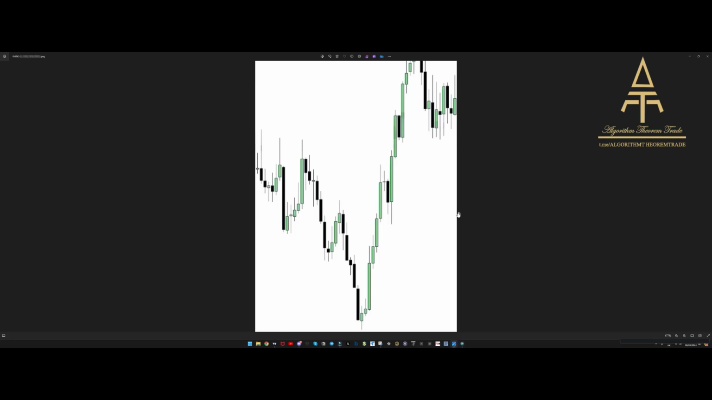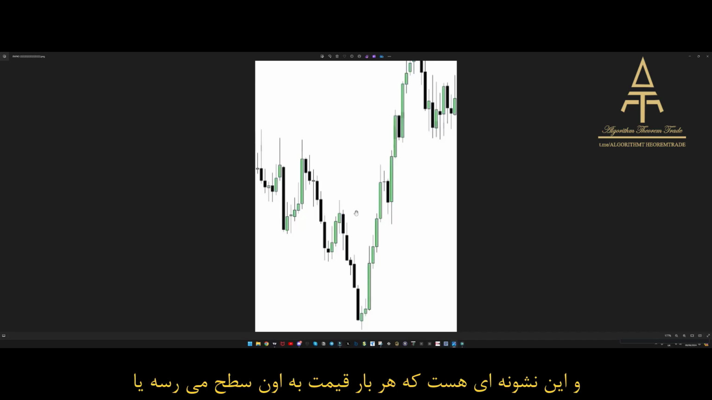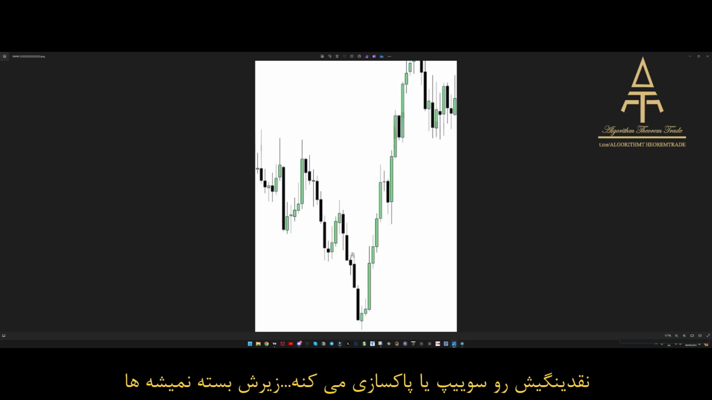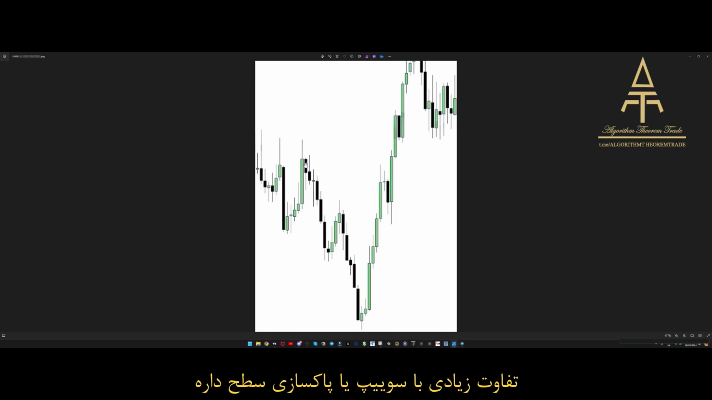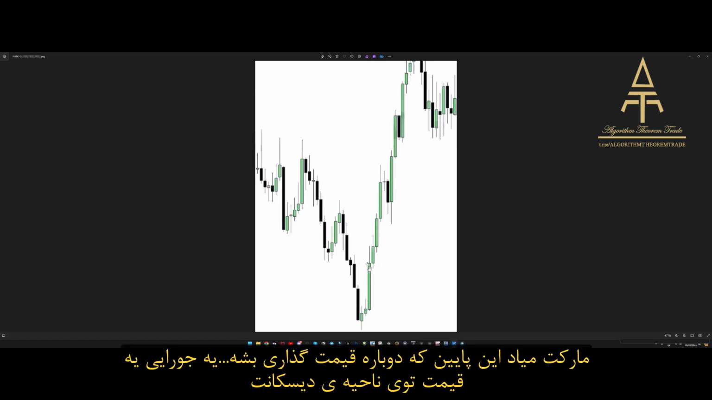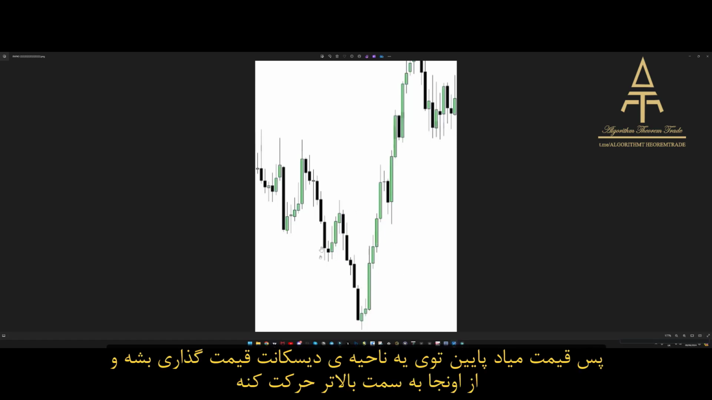okay? And this is a signature that happens every time price comes through that level to sweep or purge, not to close below. There's a big difference. To sweep or purge that level, it comes down here to reprice in some kind of discounted price. Okay, so it comes down to reprice in a discount before going higher.